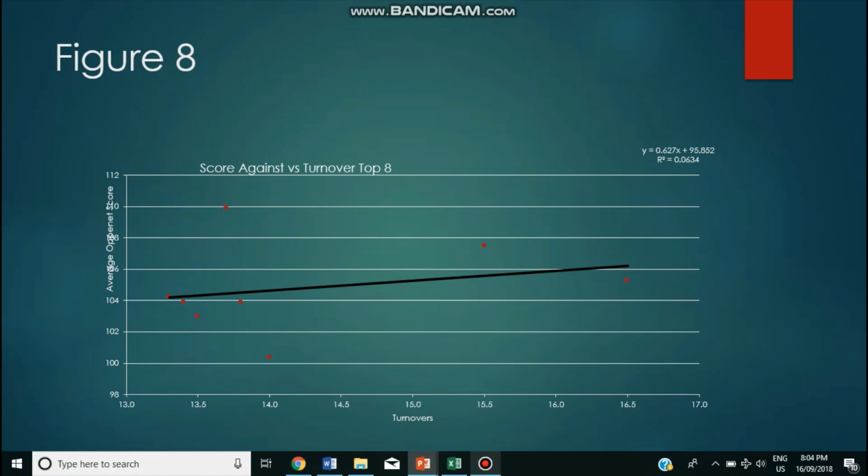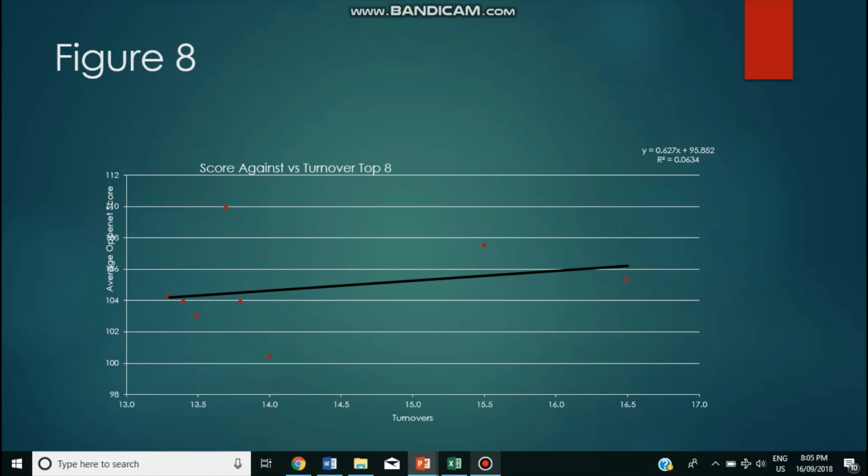Figure 8 is the top 8 teams' turnovers versus opponent scoring. The linear relationship is very weak as there are many points scattered almost randomly. One major outlier is the Cleveland Cavaliers. As their turnovers are relatively low, however, their opponent's average score is high because they generally play a weak defence. Whilst on offence, they hold onto the ball well until they shoot.